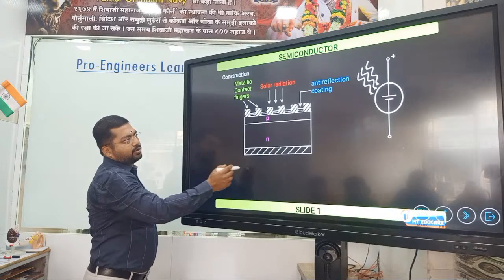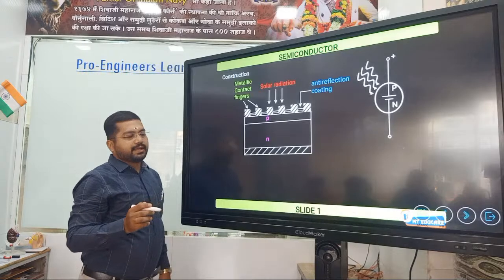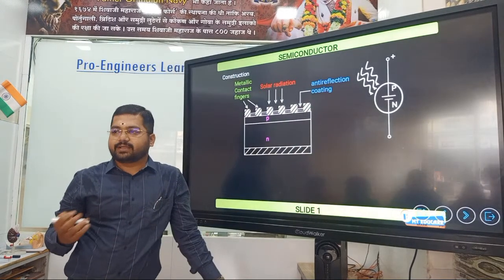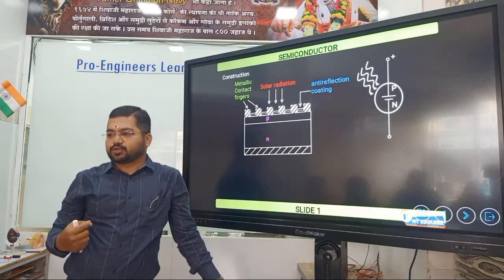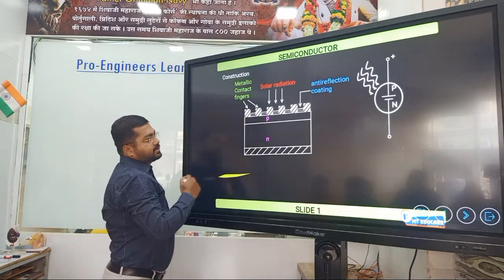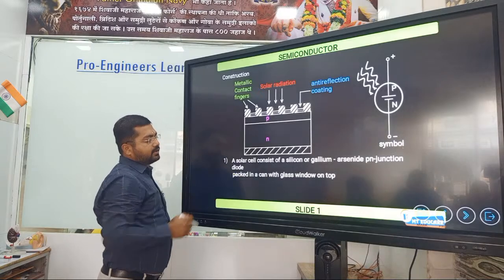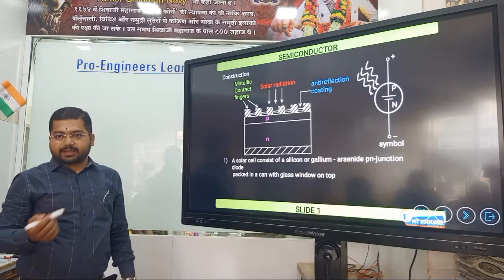This is the symbol. In examination, you may get a question for spotting or identifying the symbol. So please try to understand the symbol and keep this in mind. What is the constructional working?